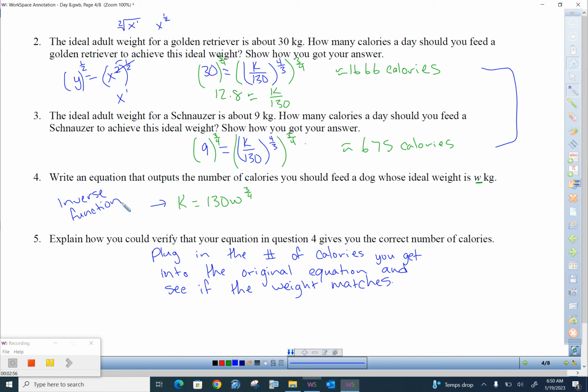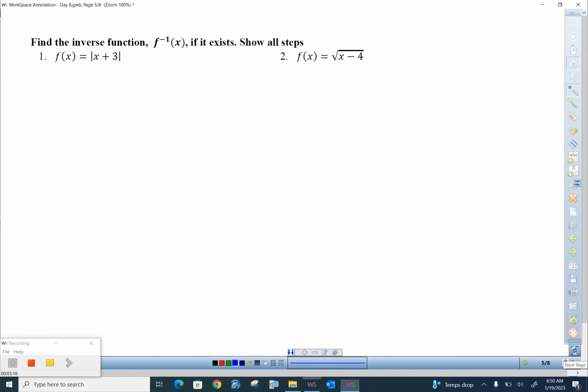Okay, and it's the inverse function because it undoes the original function. The operations you see are inverse operations, things that cancel each other out, like multiplication and division, squared and square roots, and so on. And what we're going to do on the back side is just practice finding the inverse function if it exists. Now, I've been using the word function quite a bit here.